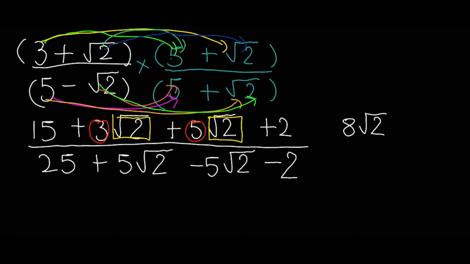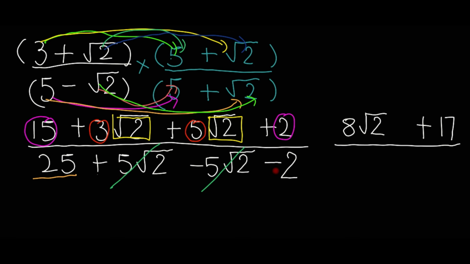And then ka kgone bona gore re na le 15 plus 2, and then 15 plus 2 e re fa 17. And then as denominator o ka kgone bona gore this one and this one di cancel, and then e re la gore now ro ba le 25 minus 2, and then 25 minus 2 e re fa 23, so this is our final answer.